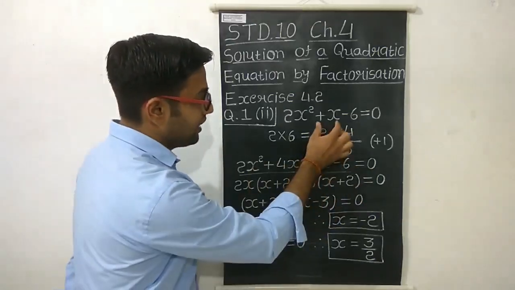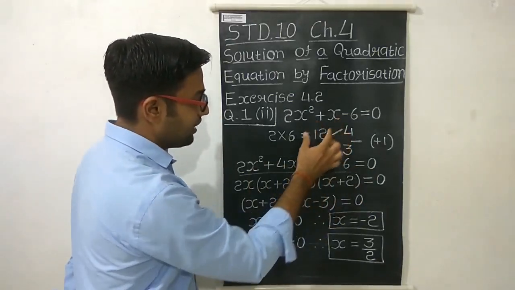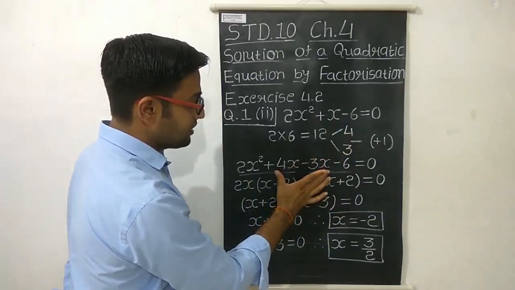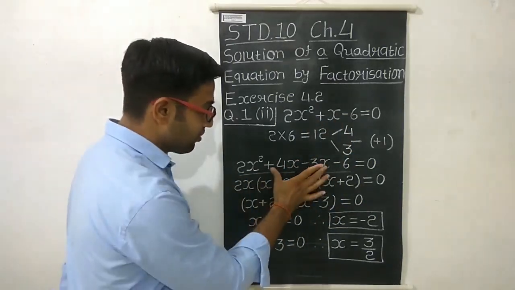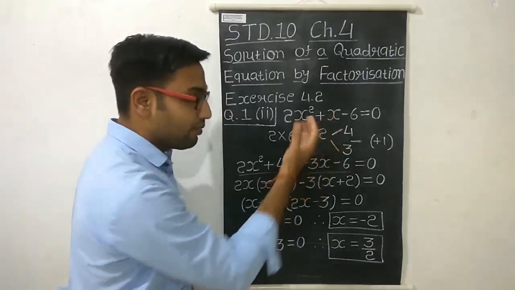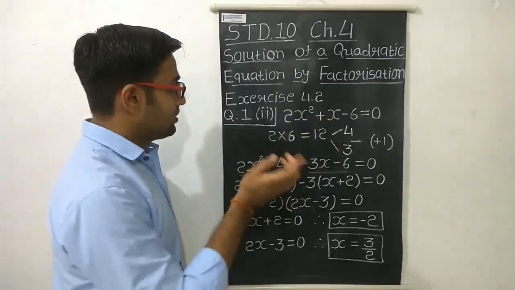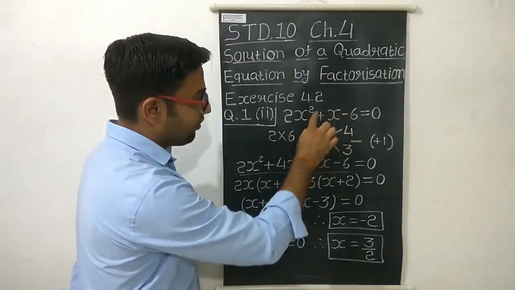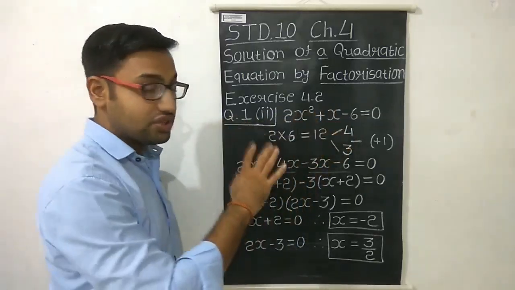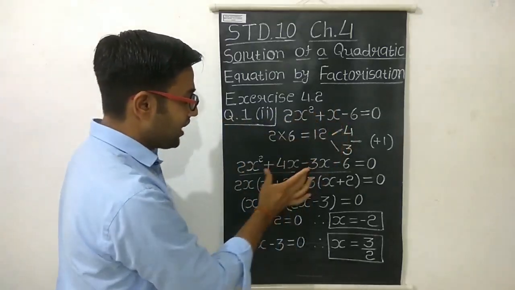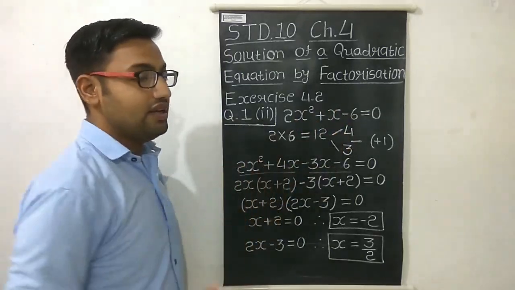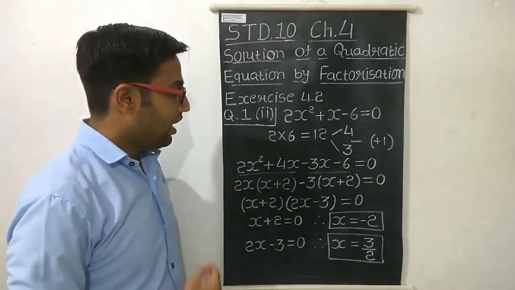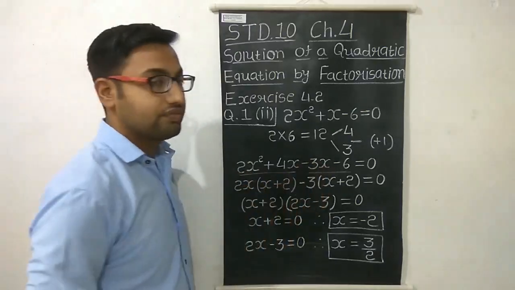Now you can notice that here is plus x, and here we wrote it as plus 4x minus 3x. The result of plus 4x and minus 3x is plus x. So we do not change the value of x here. We just represent plus x as plus 4x minus 3x. So this is called the splitting the middle term method. Now we have 4 terms.